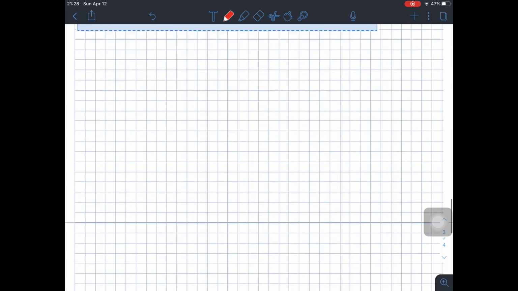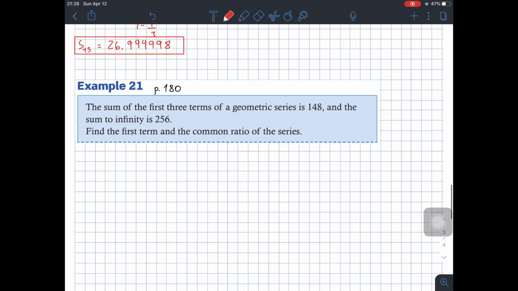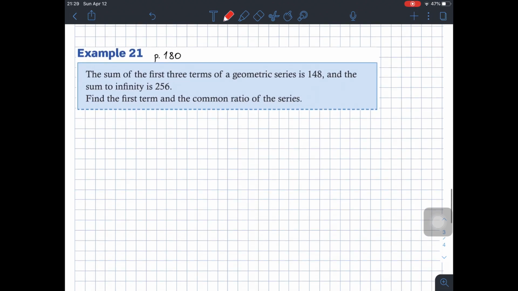There you go. Let's see this example. This is the last one, yes. It says, the sum of the first three terms of a geometric series is 148, and the sum to infinity is 256. Find the first term and the common ratio of the series.